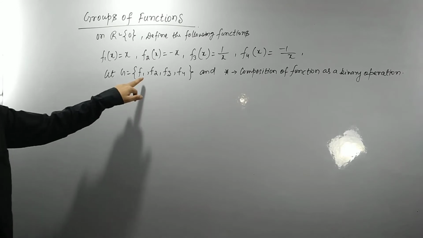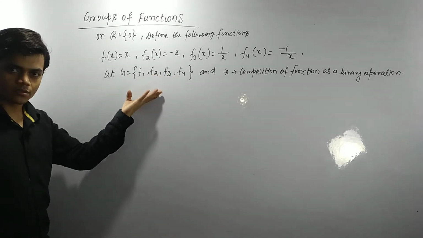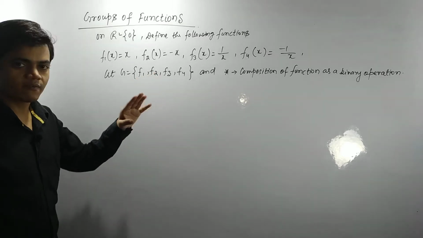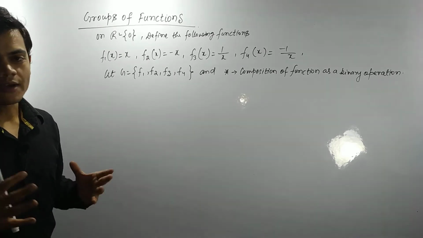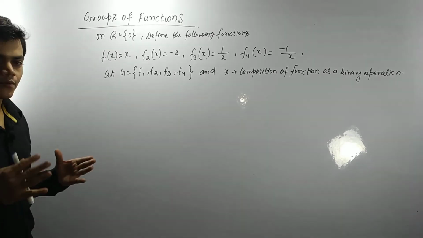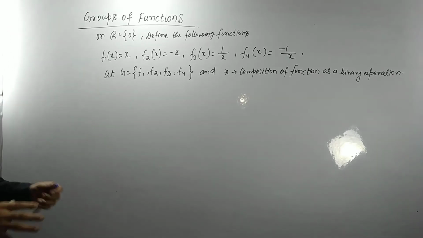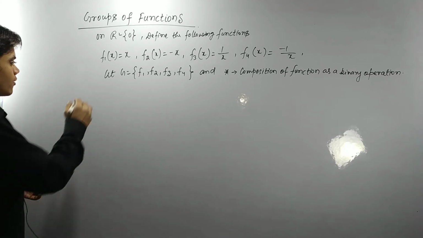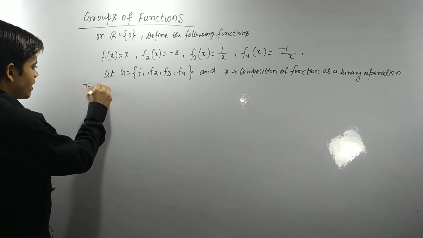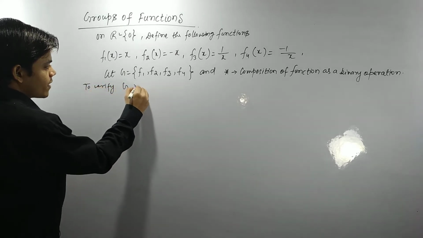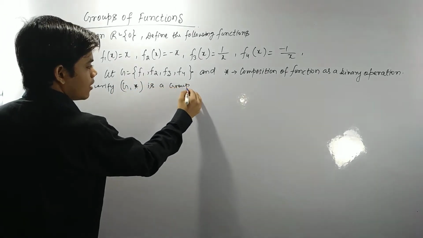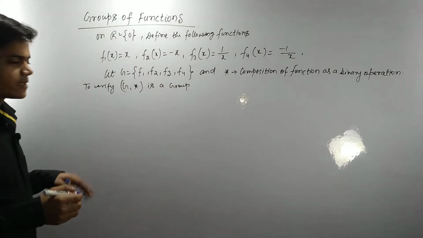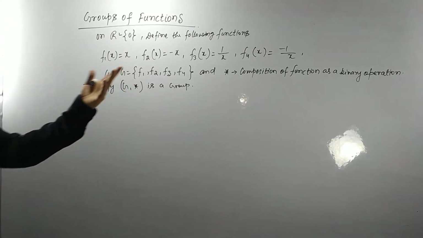So Z is what? f1, f2, f3, f4. So this is a finite set. Okay? And its elements are functions. The star is a binary operation which is called composition of functions. I know you all are familiar with how to take the composition of two functions, and if you are not, then don't worry, I will discuss all these facts. But we have to verify that Z with respect to star is a group, or moreover an abelian group. We will see all these things. We will find the inverse of all these functions.